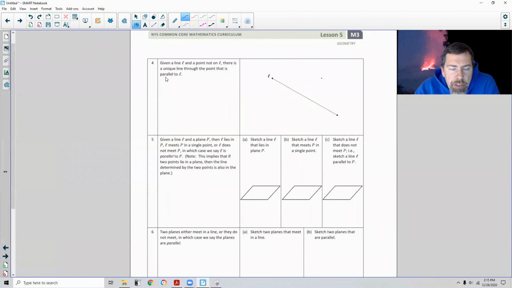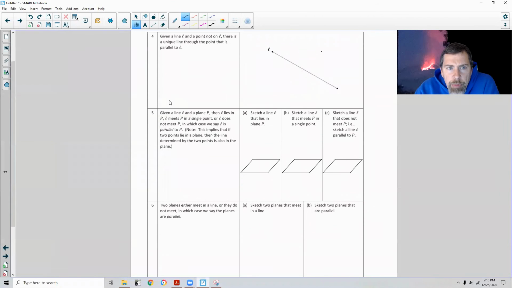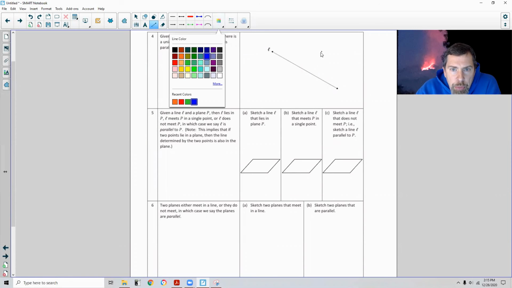Okay, page 3 brings us to number 4 in our table. It says, given a line L and a point not on L that you can see right here, there is a unique line through the point that is parallel to L. So in other words, there is only one line that can go through this point that is parallel to this existing line. It has to be on the same plane.